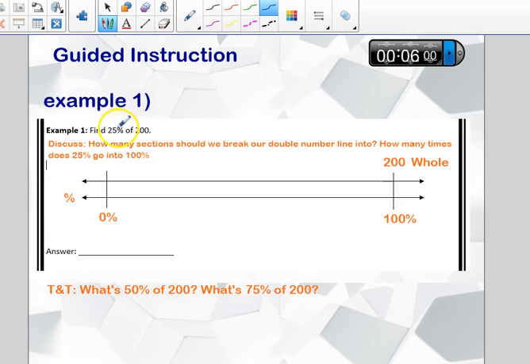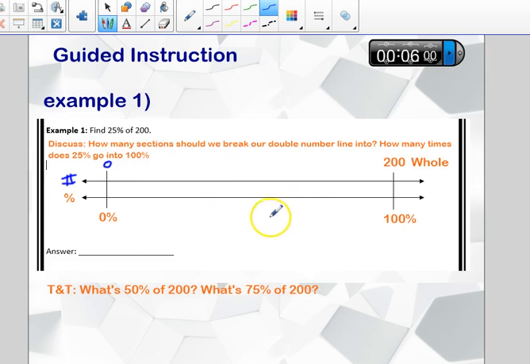So if we want to find out 25% of 200, we're going to write our percents down on the bottom. And up here, I'm just going to label this a number because we don't know what that number is, but it's a number and we're trying to find a portion of that. We're always going to start out with 0, 0 and 0%. We know we're going to end at 100%. And if we want to find out 25% of 200, our whole would be 200.